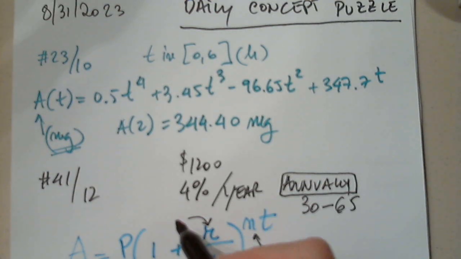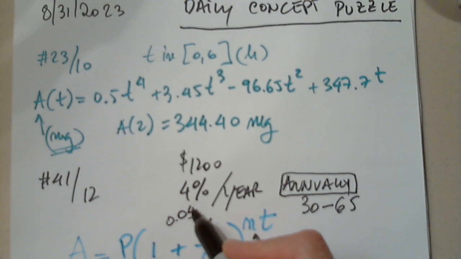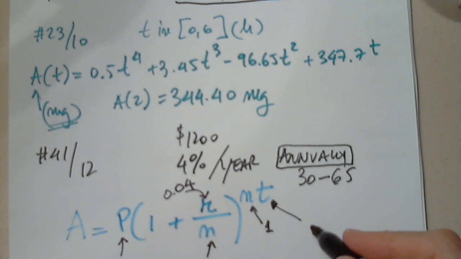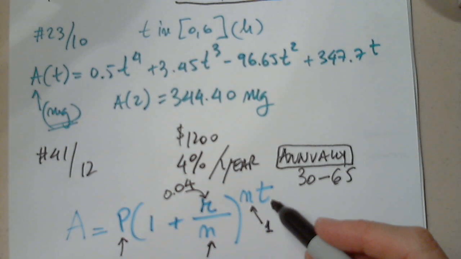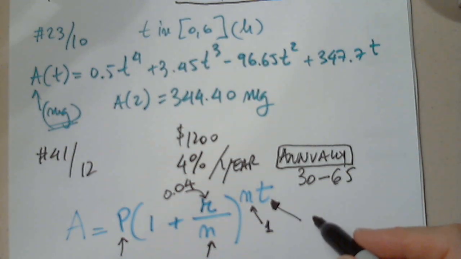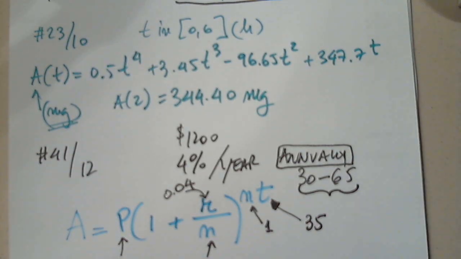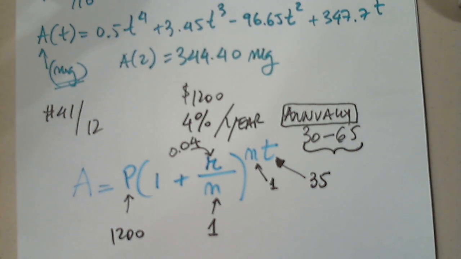It's 4%. It's going to be 0.04. Brilliant. Awesome. And now, how many years? One. Careful. How many years? 35. Awesome. So A equals 1,200, 1 plus 0.04 raised to 35.